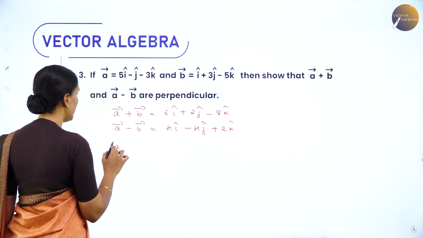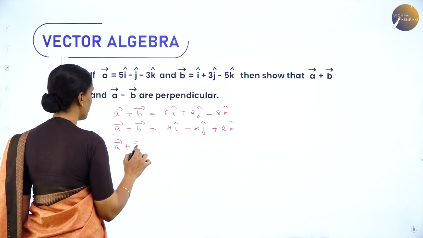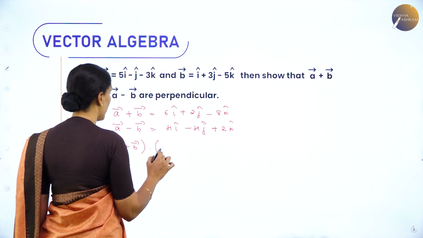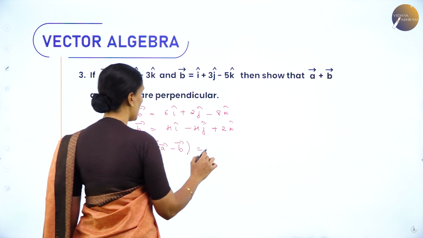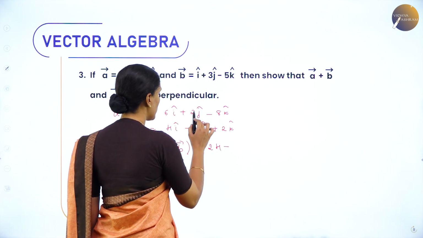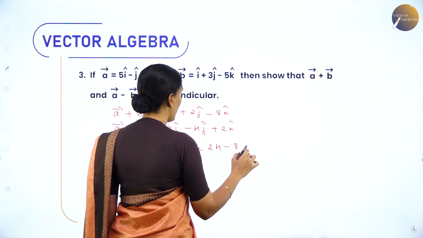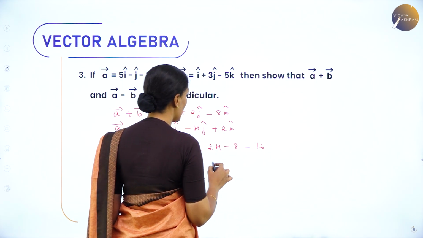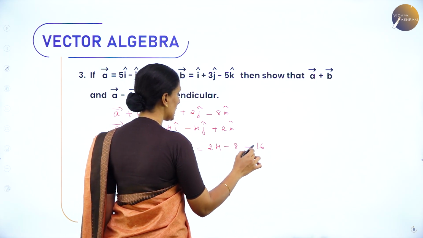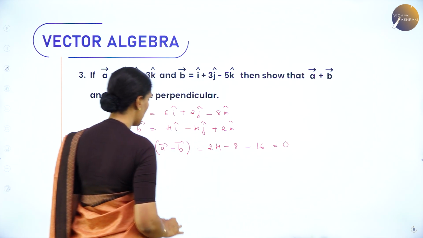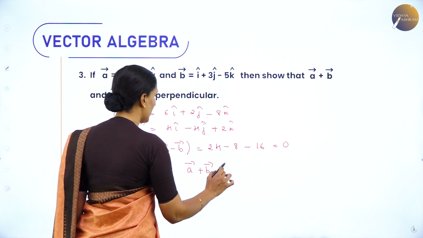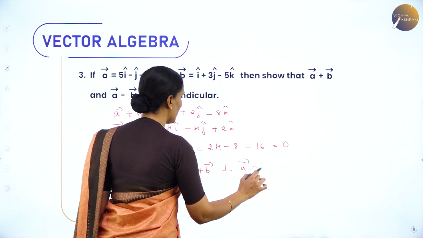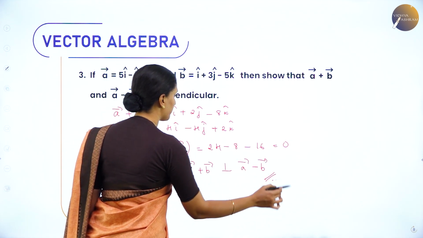Now let us consider A plus B dot A minus B. So 6 fours are 24, minus 2 fours are 8, minus 8 twos are 16. 24 minus 8 is 16, 16 minus 16 is 0. So therefore, vector A plus B is perpendicular to vector A minus B.